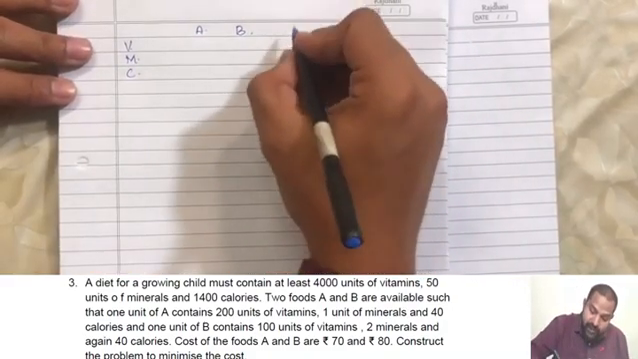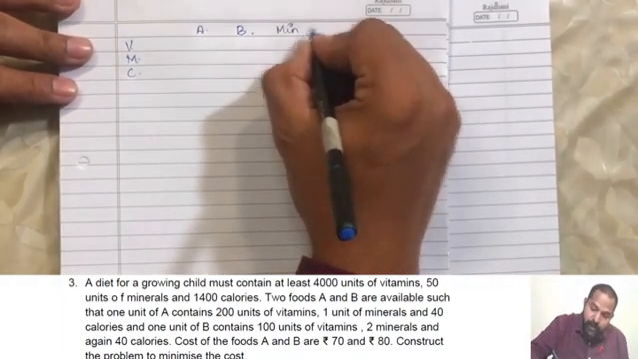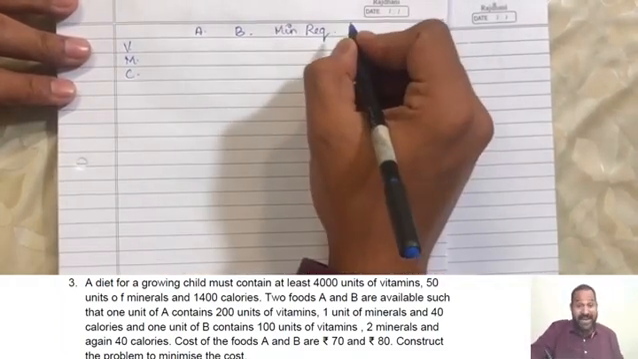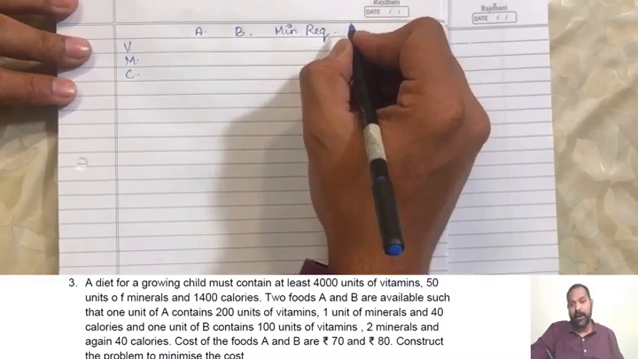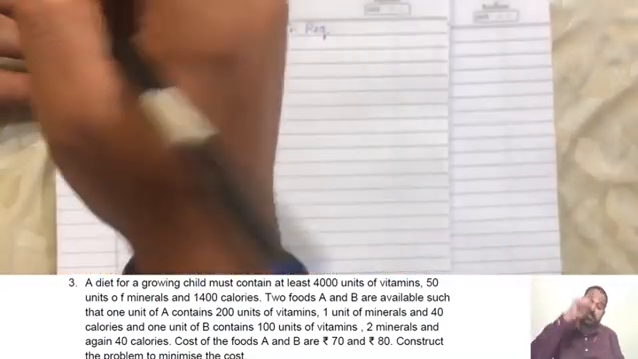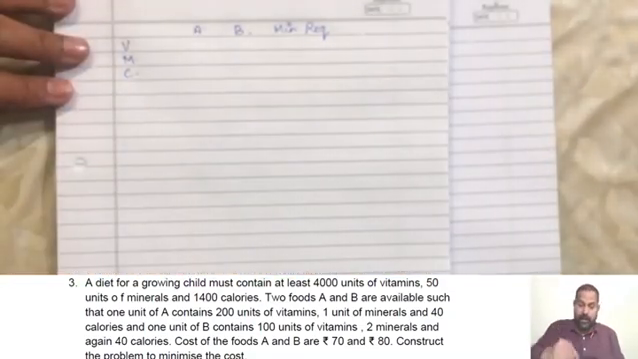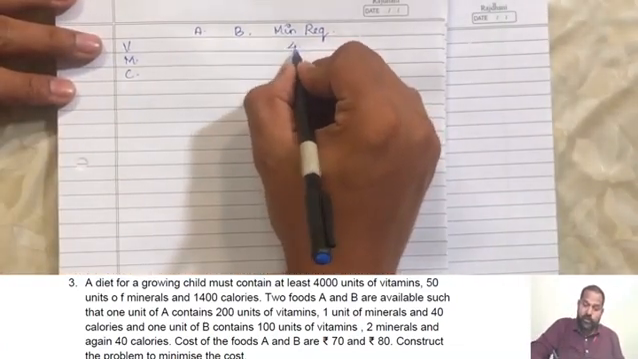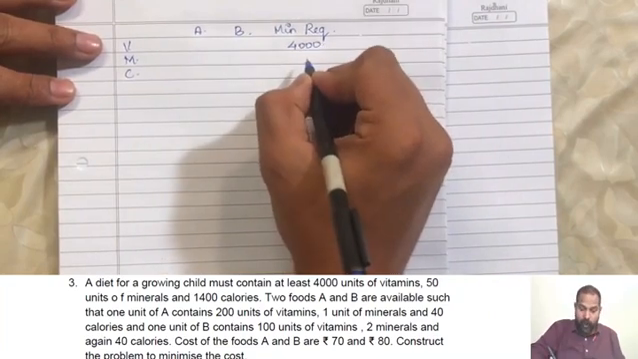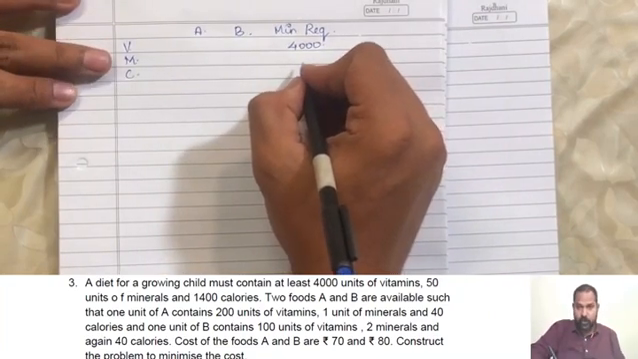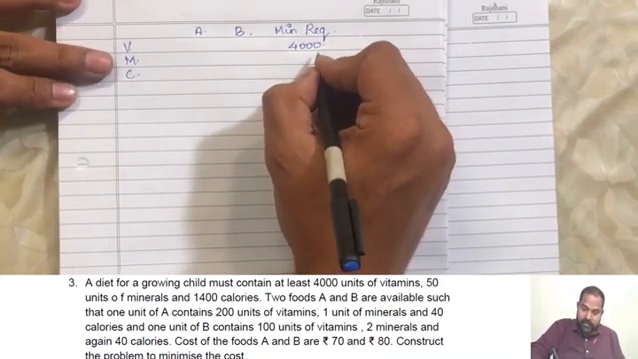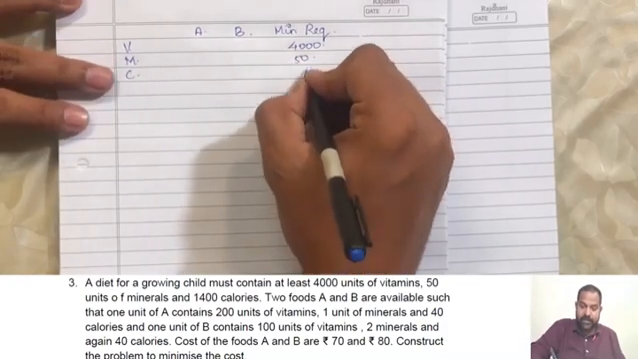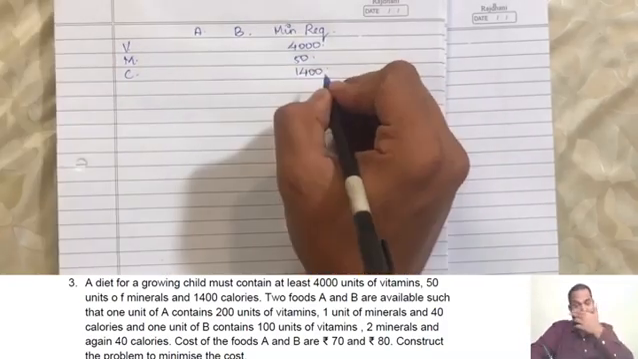What is the minimum requirement? At least means minimum required. At most means maximum available. The minimum requirement of vitamin is 4,000 units. Minerals is 50 units. And calories is 1,400 units.